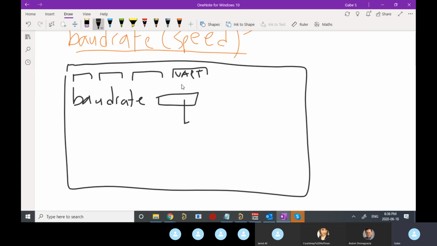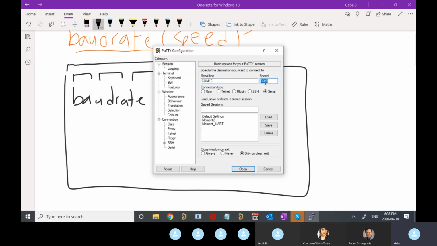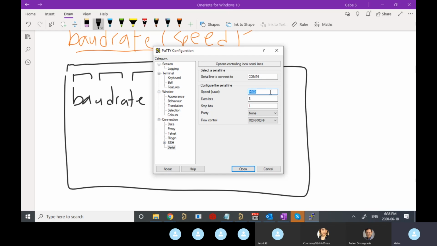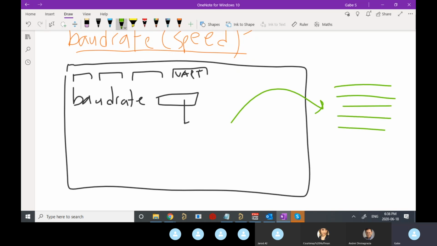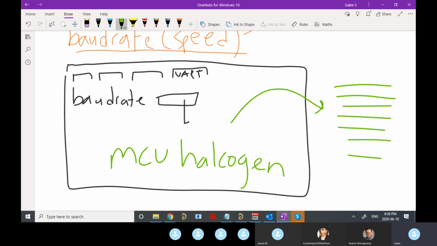On the computer side, if you're talking to your computer, you see this here, speed. You can set that, right? So I could say I want 9600 or 115,200, or whatever speed you're looking for, so they are the same. And all Halcogen does for us, for the microcontroller side, is it just generates the code, right? It's just a shortcut. What actually happens is you usually just write those lines of code yourself. But we have this little shortcut tool to do it for us, for the microcontroller side, right? But it's definitely super configurable, and you can change it whenever you want.